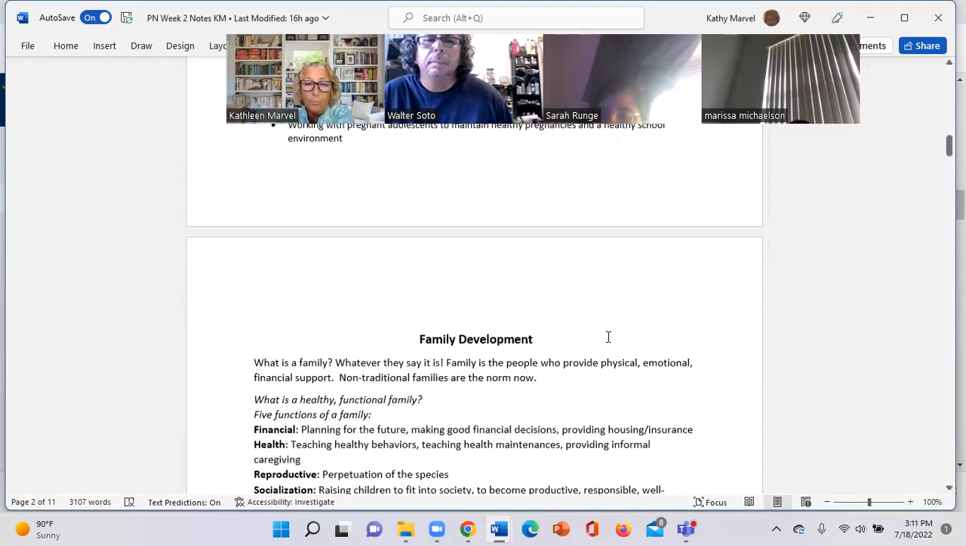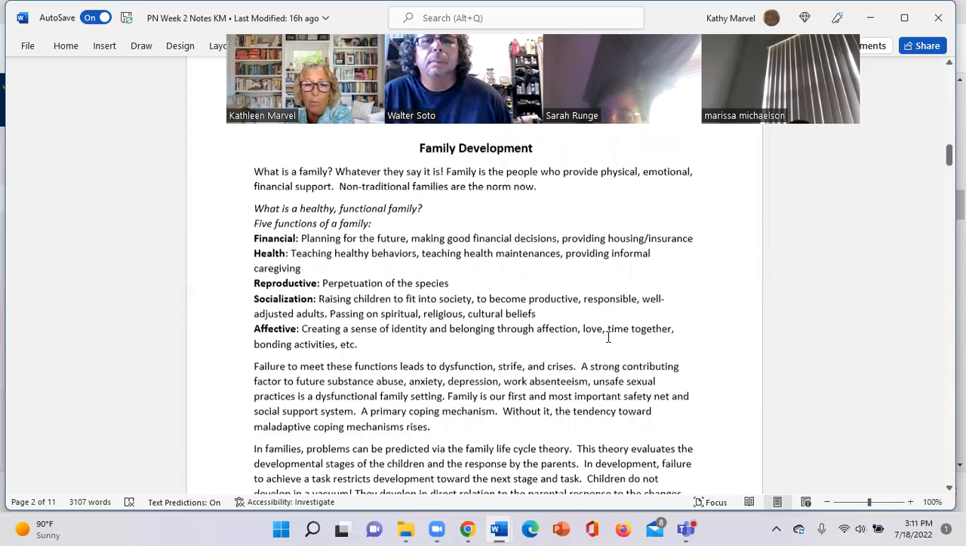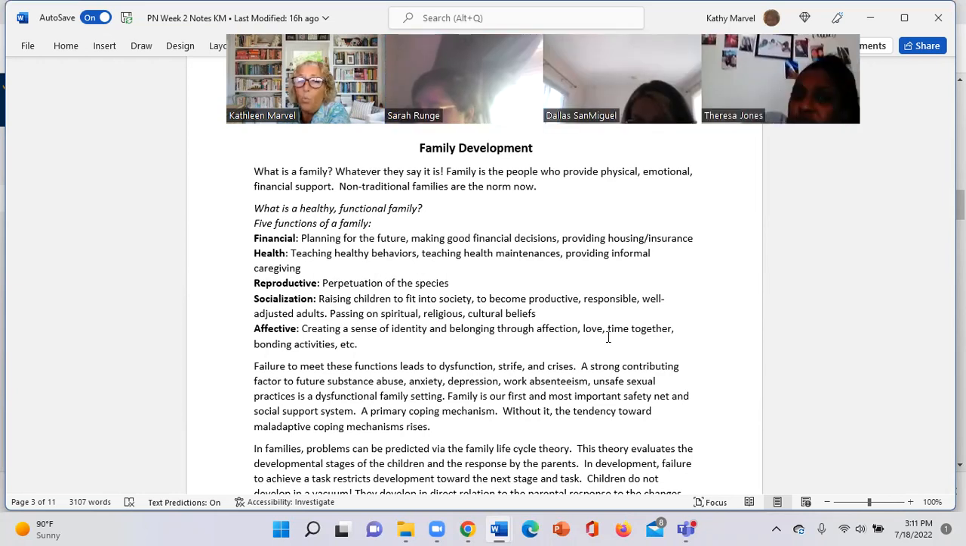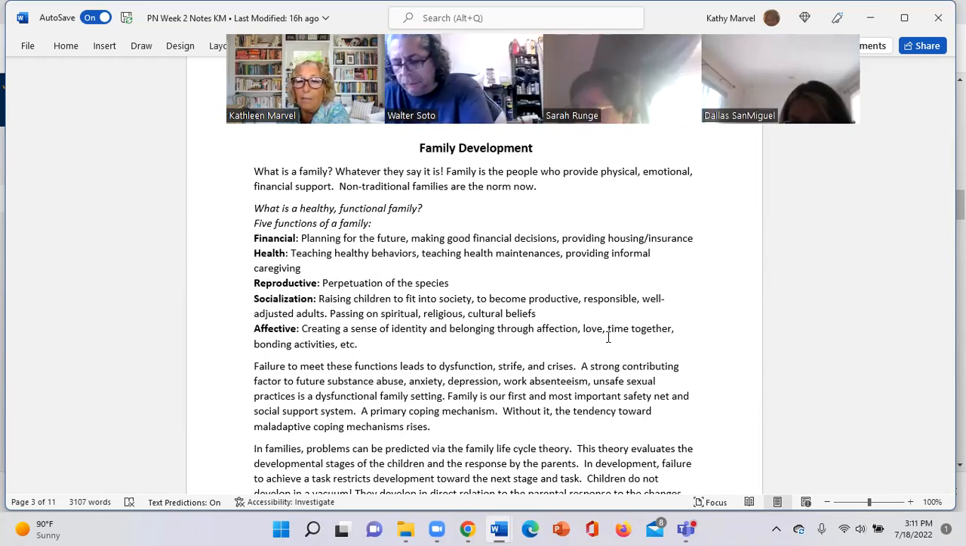Okay, let's shift gears and talk about family development. What is a family? What's the definition of a family? Is there any traditional definition anymore? No, it's basically whatever they say it is. Right? Family is the people who provide physical, emotional, and financial support. Non-traditional families are the norm now.